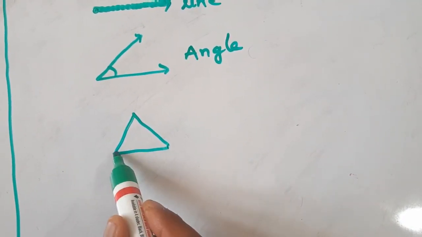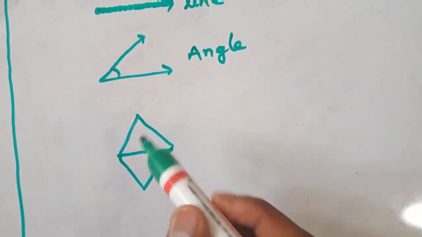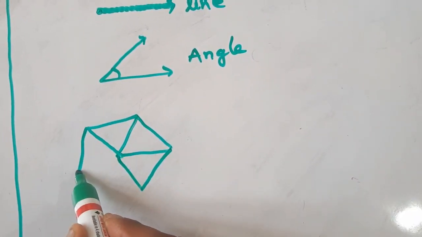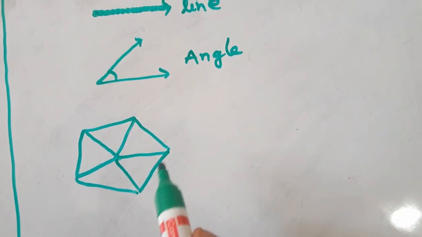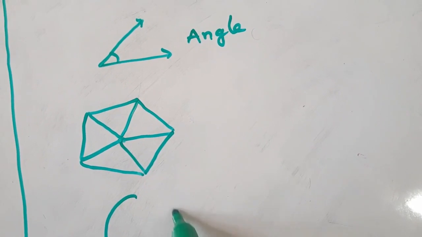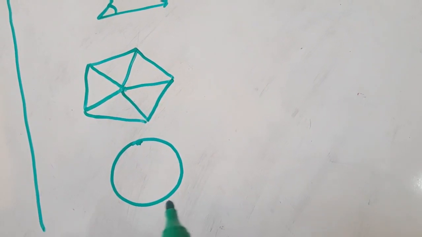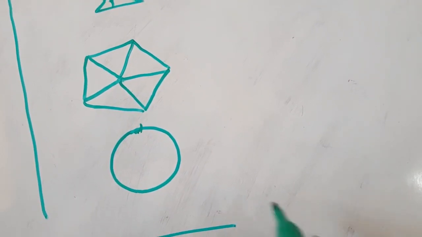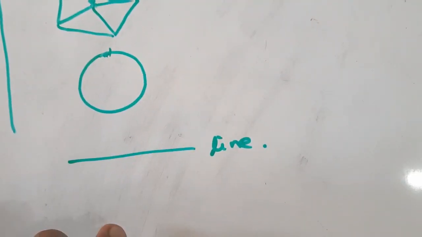If I join two triangles, then I'm going to get a quadrilateral. Three triangles, pentagon. Four triangles, hexagon. Six triangles, heptagon. Like this. If I increase to infinitely many triangles, then I'm going to form a circle. Then if I cut the circle here and make it straight, I will get a line again. So we started with a line, and again we came back to a line.